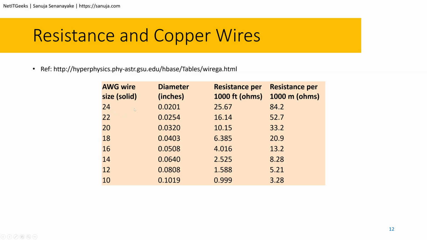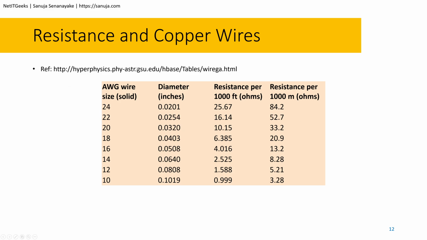So the 24 American wire gauge size wire will have a diameter of that. And we know by research that the resistance per every 1,000 feet is going to be about 25.67 ohms, and the resistance per 1,000 meters is going to be 84.2, because meters are different from feet. This is just a table that gives you that data. You can Google search it.